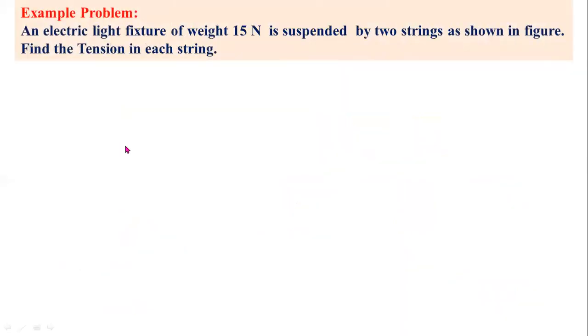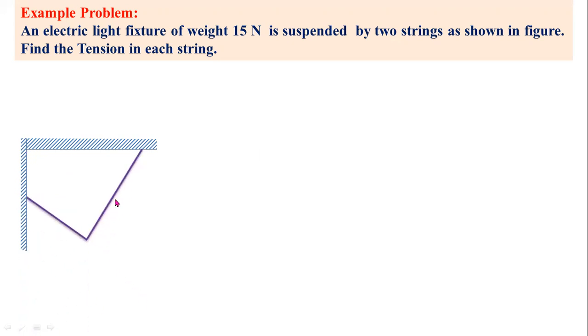Now, this is another example problem. An electric light fixture of weight 15 newtons is suspended by two strings as shown in the figure. Find the tension in each string. So this is a horizontal ceiling. This is a vertical wall. Here, these are the two strings. This one is the light fixture. This light fixture is suspended by two strings as shown here, and the given angles are 45 degrees and 60 degrees. So this is the given diagram.